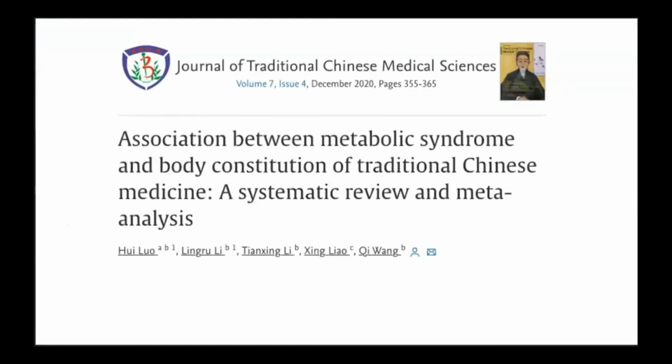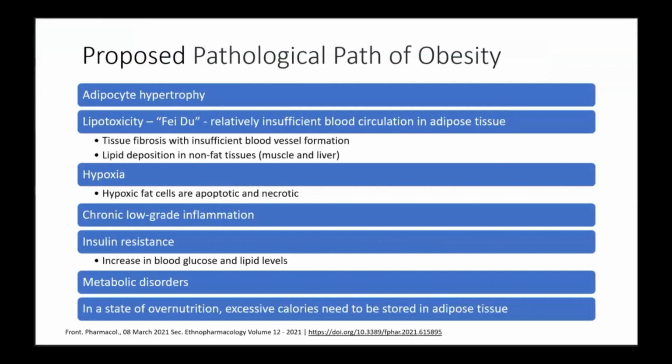Correlations, associations, systematic reviews, and meta-analysis, right? So here's this proposed pathological path of obesity. Adipocyte hypertrophy. What does that mean? It means you're just building a lot of fat cells. Lipotoxicity, they call it in Chinese medicine, fei du. Insufficient blood circulation in adipose tissues. So in the fatty tissues, it's not like normal vasculature. It doesn't have this big flow. It's more stagnant and it's hypoxic. There's low oxygen there. Hypoxic fat cells are apoptotic and necrotic.